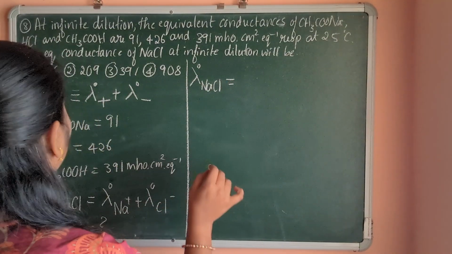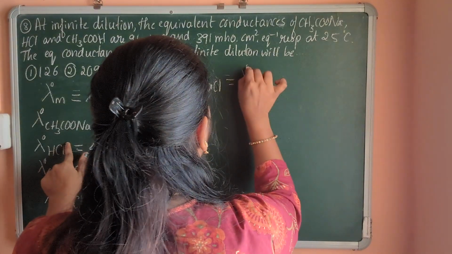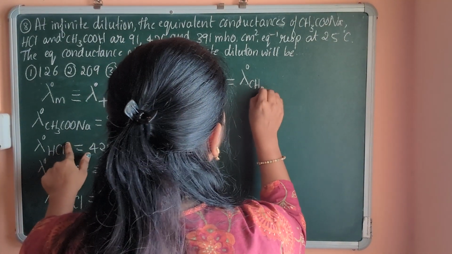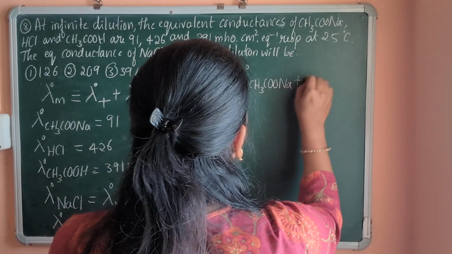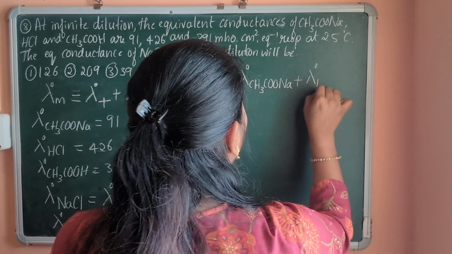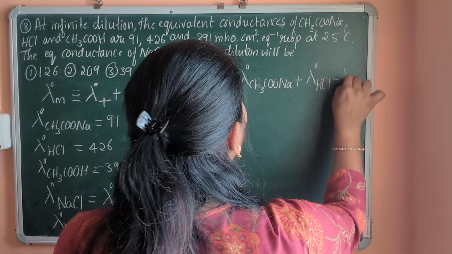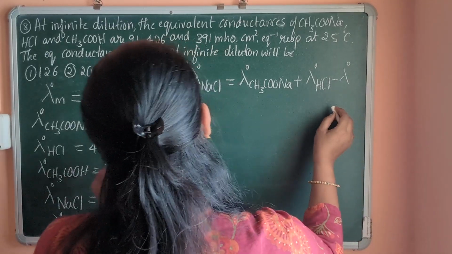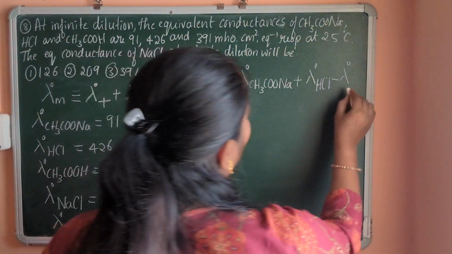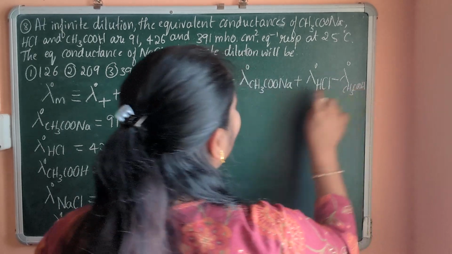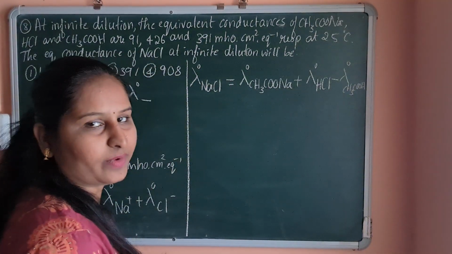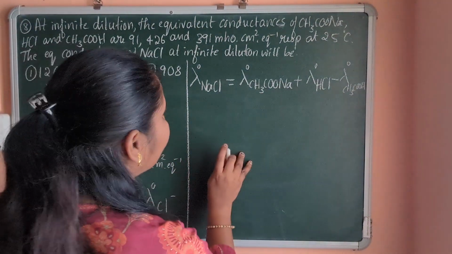So the limiting molar conductivity of NaCl has to be calculated here. To calculate this one, we have to take the individual ions of these given compounds. To get only NaCl here, I'll take the value of sodium acetate, add the limiting molar conductivity of HCl, and minus the limiting molar conductivity of acetic acid. How am I going to get this type of equation? Let me solve that firstly.